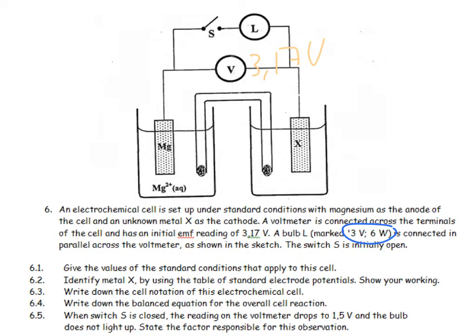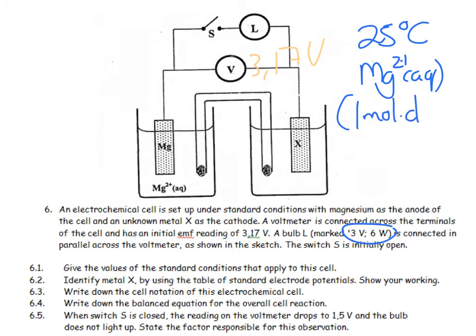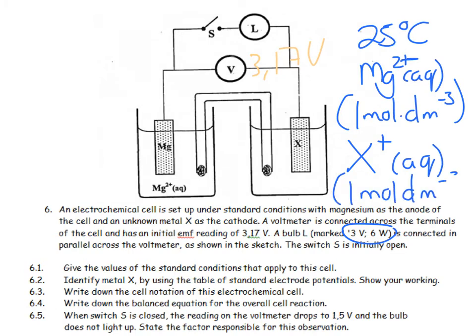Give the values of the standard conditions that apply to the cell, and it's going to be 25 degrees centigrade, and then you've got Mg2+ aqueous, and it's operating at 1 mole per cubic decimeter, and the X, I don't know whether it's X2+ or whatever. I'm just going to go with plus, because I can. I don't know what it's going to turn out to be, and they can't expect me to know yet, so I could have said anything as long as I've said it's 1 mole per cubic decimeter. So those are my standard conditions. There are no gases here, so I don't talk about 1 atmosphere.